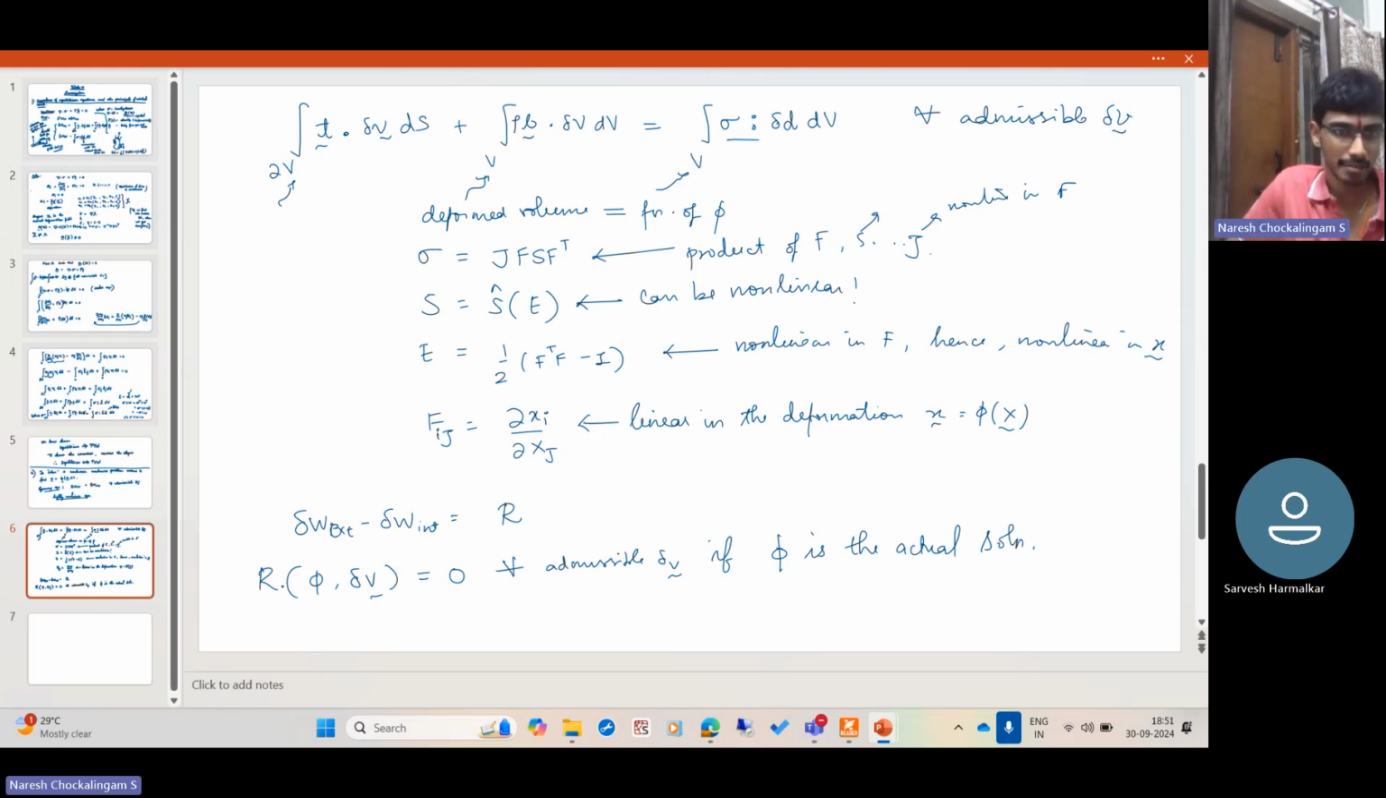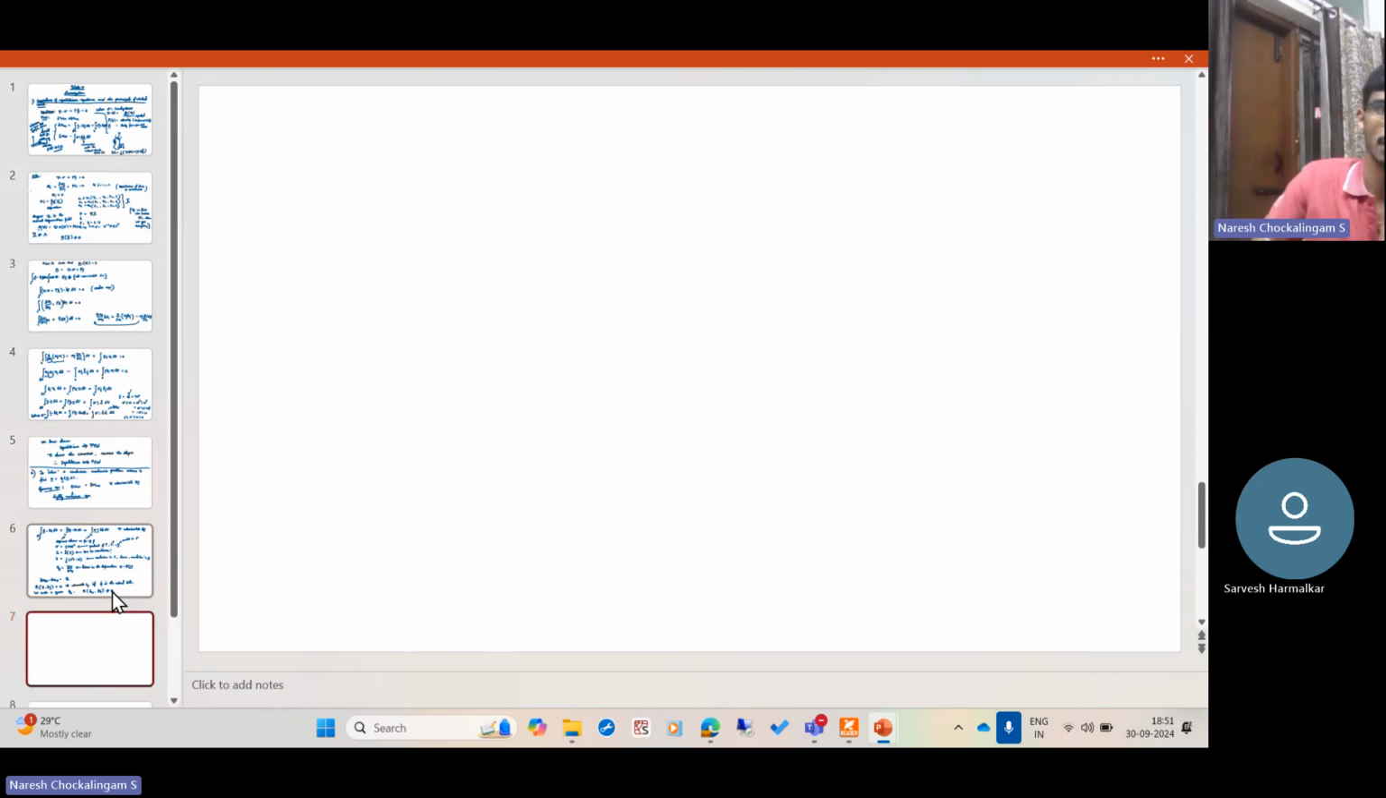But in reality, suppose we make a guess, phi equal to some phi k. Then R of phi k comma delta V will not be equal to 0 in general. So what is our objective? For every delta V, we want to make this residual 0. So here we use the Newton-Raphson iteration.